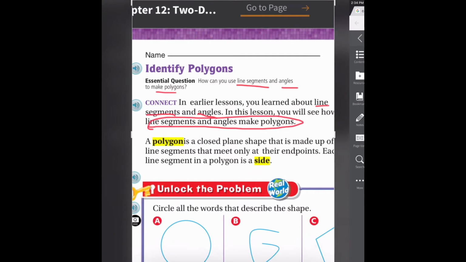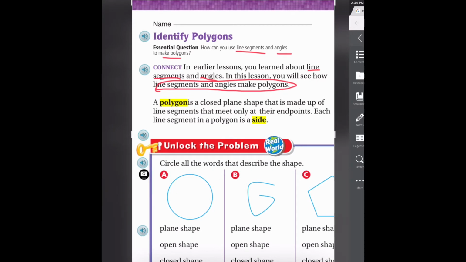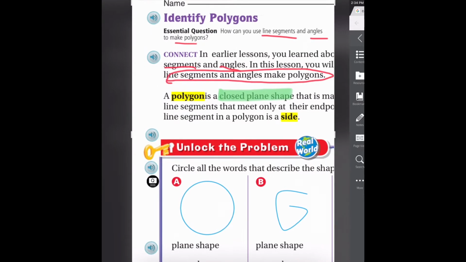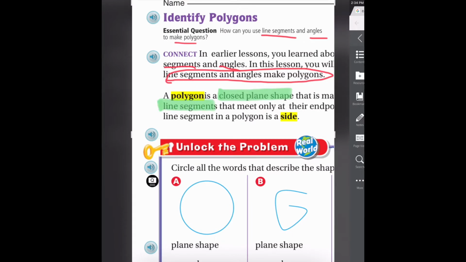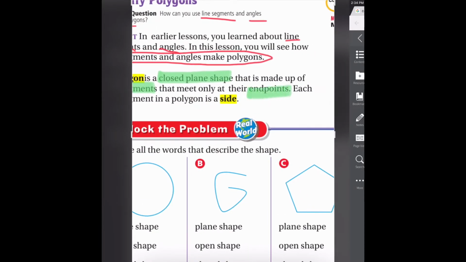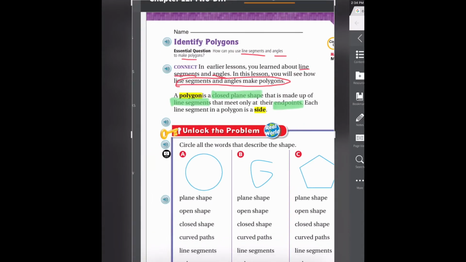Well, we better give a definition for polygon then, right? A polygon is a closed plane shape, so just a two-dimensional shape that you draw on a piece of paper that is made up of line segments. And line segments are straight and they have endpoints. And those line segments meet only at their endpoints, so they can't cross. They can't do something like this. Cross. Okay? They can't do that. That's no good. They have to just meet and stop at the endpoints. Let me erase that real quick.